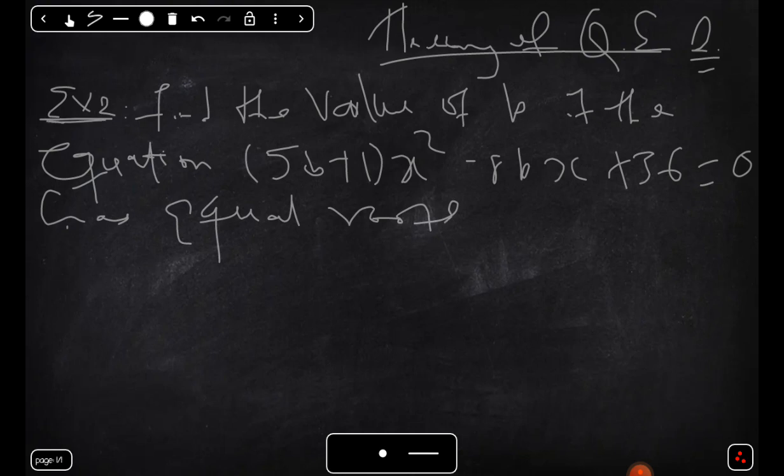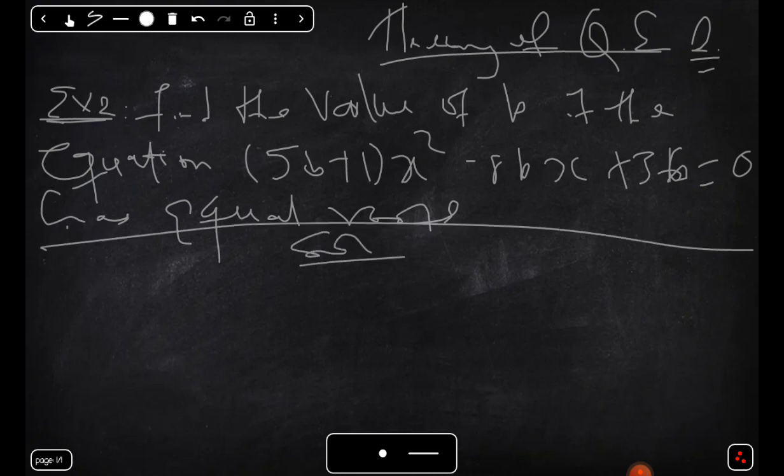I take the question again. Example 2 says find the value of b if the equation (5b plus 1)x squared minus 8bx plus 3b equal to 0 has equal roots. Now remember what we did in our previous video when we looked at the nature of the roots. To find the value of b, we need to find the nature of these roots, and the nature of the root is gotten from our discriminant.